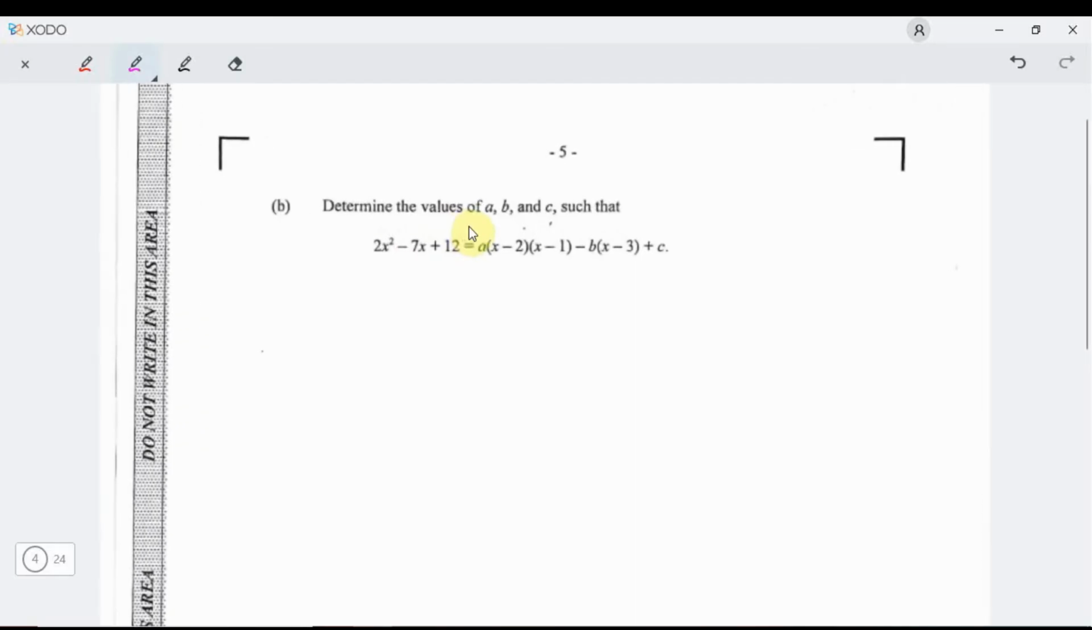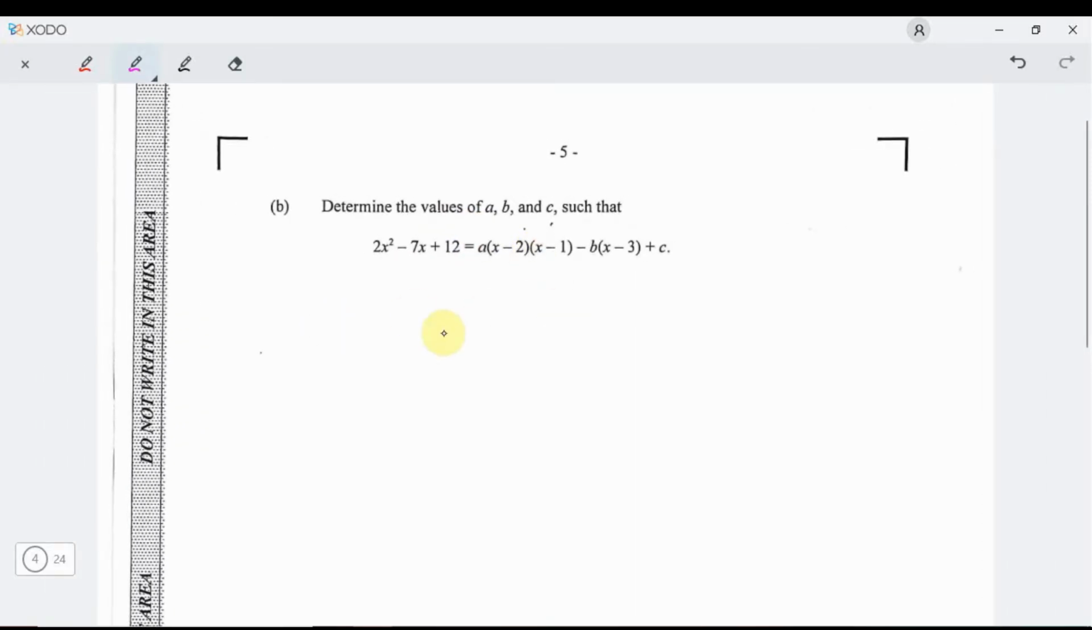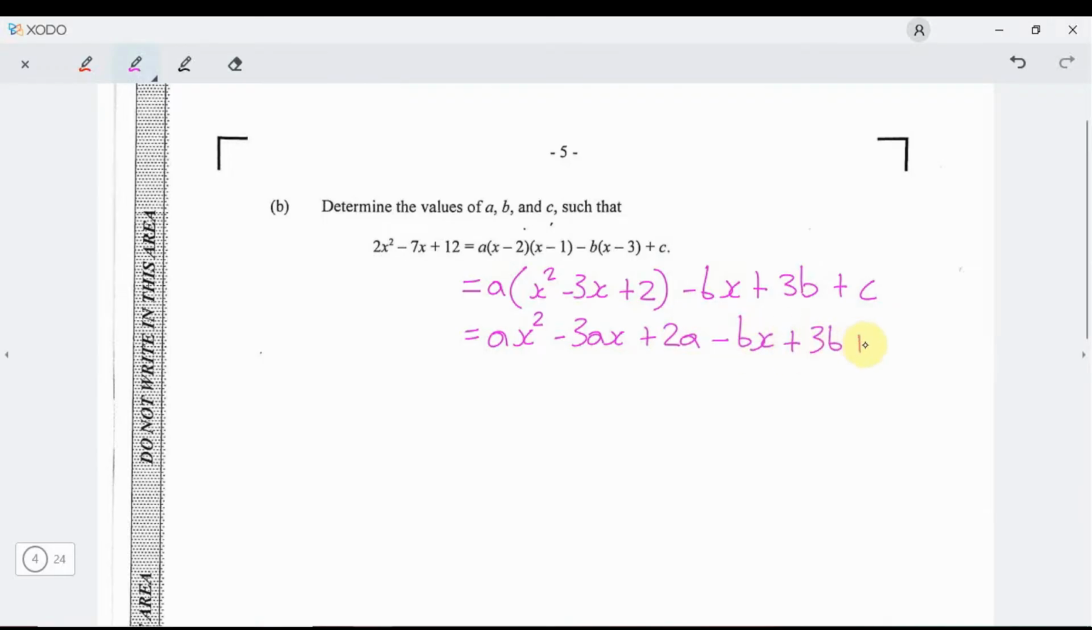Part B says determine the values of A, B, and C such that 2x squared minus 7x plus 12 is equal to A in bracket x minus 2 times x minus 1 minus B in bracket x minus 3 plus C. So first let's expand the right side. A times x is x squared. Then the signs are the same, so we just add the 2 and the 1, so it becomes minus 3x. Then minus 2 times minus 1 becomes plus 2. Then over here it is minus bx plus 3b, and then we have plus c. Expanding the a, we have ax squared minus 3ax plus 2a minus bx plus 3b plus c.